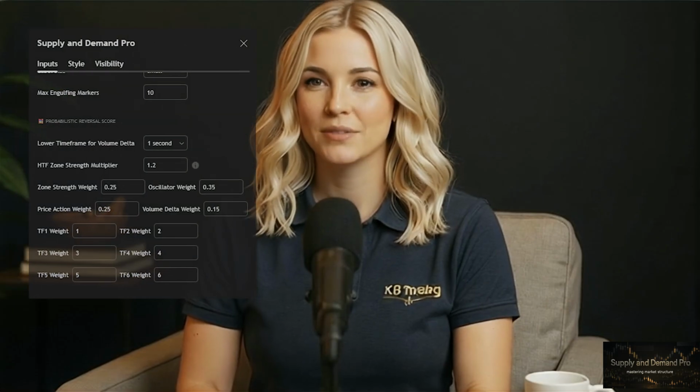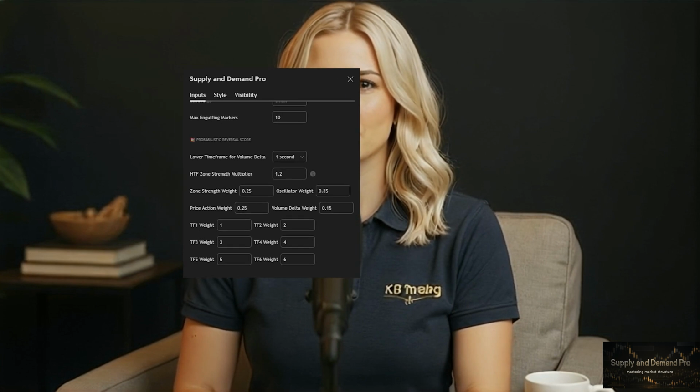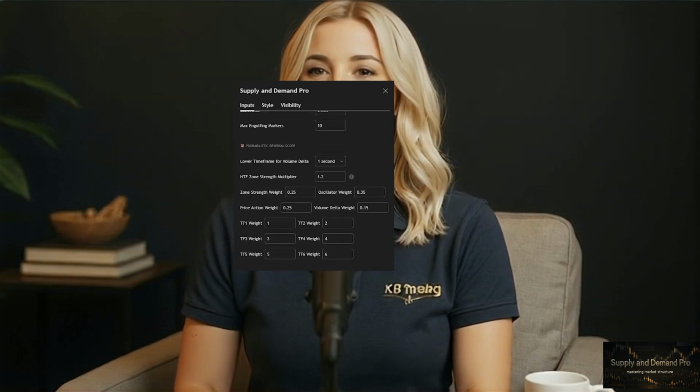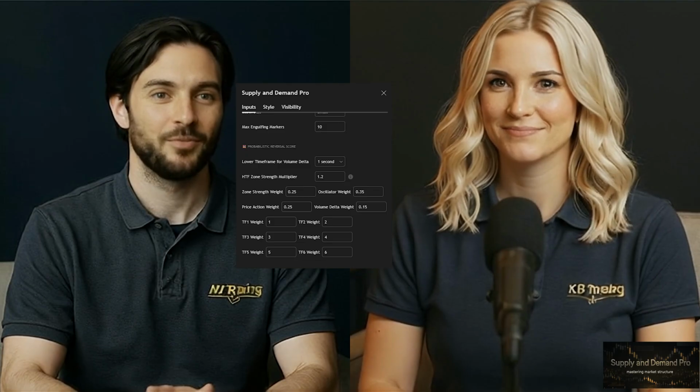Okay, super clear. Now for the final piece of configuration, what you called the brain, the probabilistic reversal score configuration. Yeah, this is where you get to customize the recipe for that final score. You'll see 4 slider bars, one for each of the pillars we discussed. Zone strength, oscillator, which covers the multi-time frame momentum, price action, and volume delta. So you can decide how much importance to give each pillar.